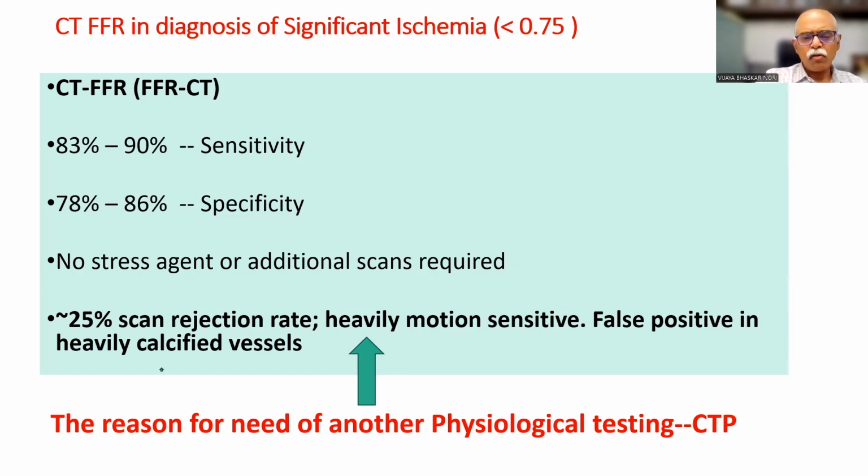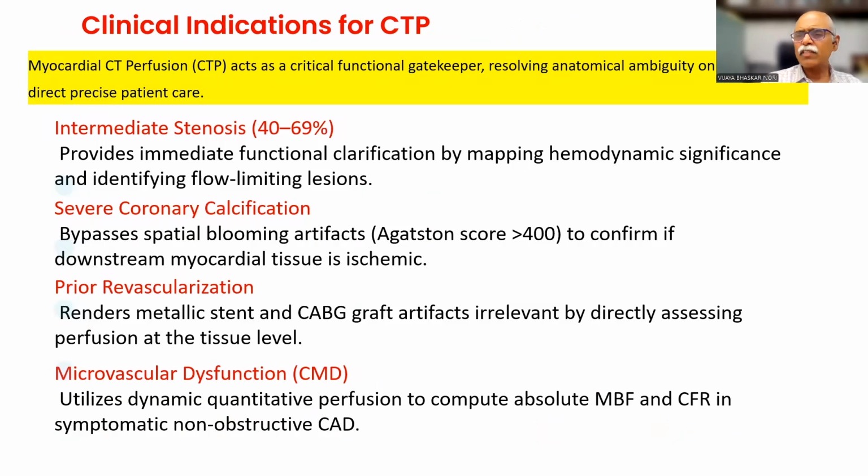And that is why you need one more physiological test, that is CT perfusion, to give you a high degree of accuracy to pick up hemodynamically significant stenosis in the epicardial arteries. Now, what are the indications for CT perfusion? Intermediate stenosis, 40 to 69% stenosis. Myocardial CT perfusion acts as a critical functional gatekeeper, resolving anatomical ambiguity and giving you a direct, precise patient care advantage. So 40 to 69% stenosis: it provides immediate functional clarification by mapping hemodynamically significant stenosis and identifying flow-limiting lesions.